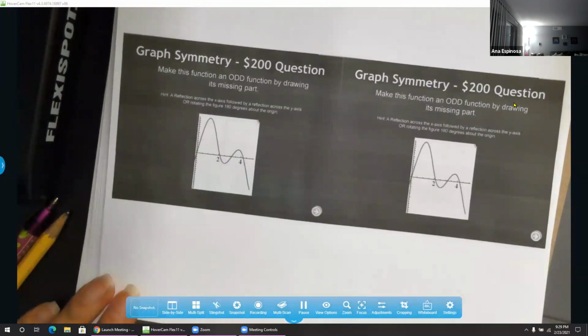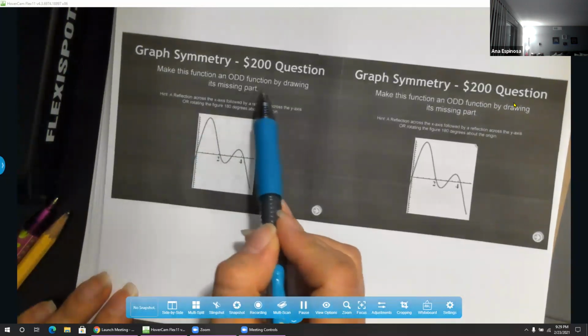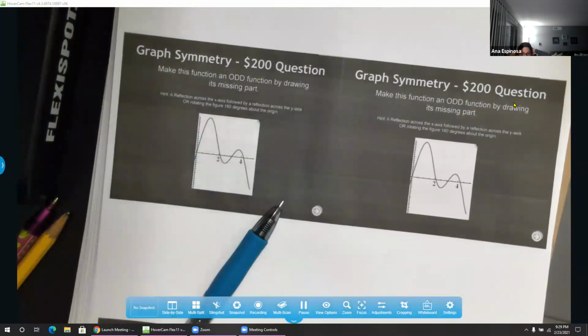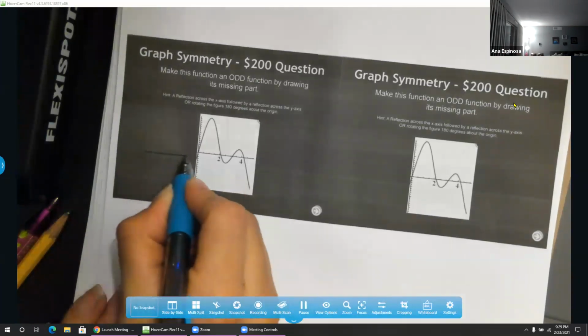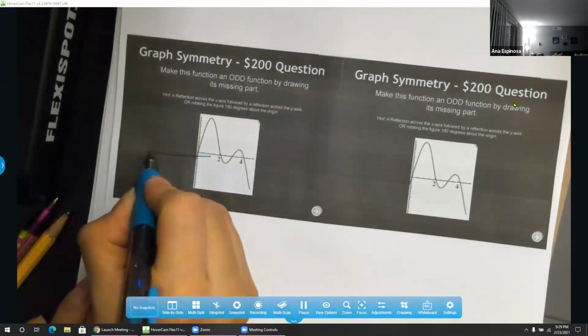The next one says, make this function an odd function by drawing the missing part. I will not have this type of question on the test. However, I did want to go over this. An odd function means that you are going to basically reflect this across the origin.